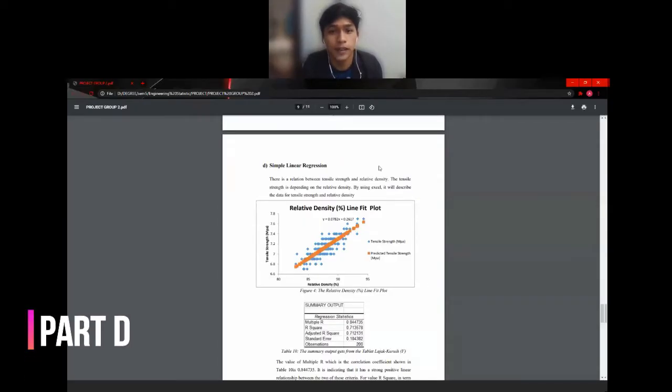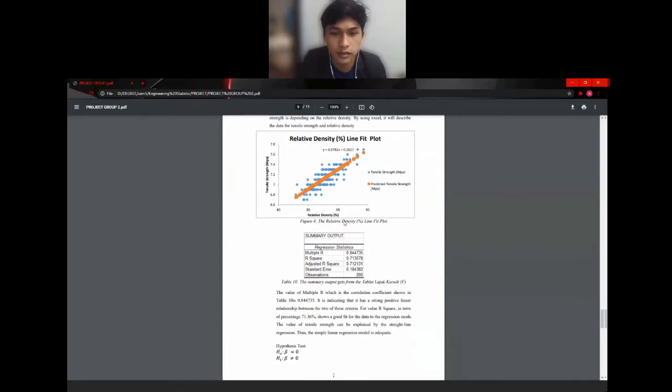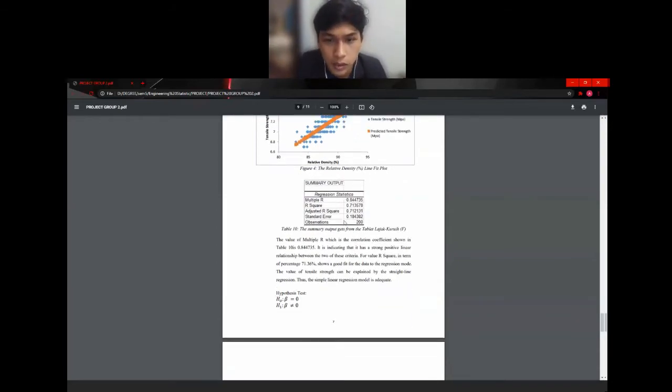Okay, for part D, it's about simple linear regression. There is a relationship between tensile strength and relative density. So we can say that the tensile strength depends on the relative density. Tensile strength is the response while relative density is the predictor. By using Excel, we can describe the data for these two parameters. Here we get the relative density percent line fit plot. This is the graph. Next, from Excel we also get the summary output.